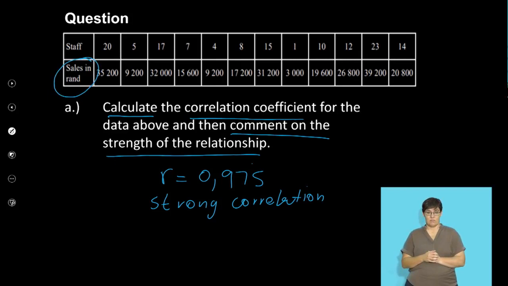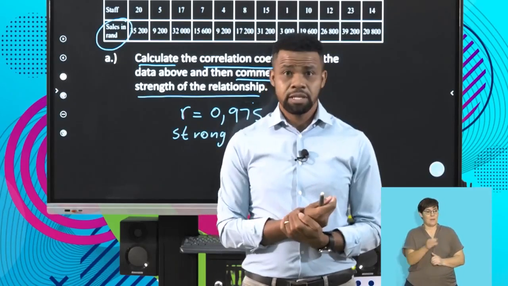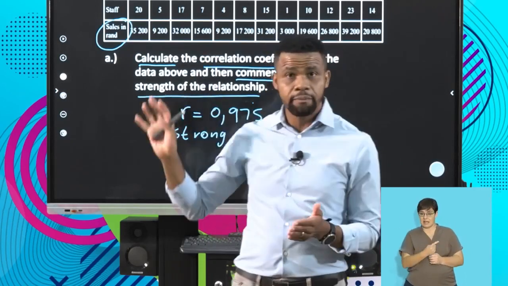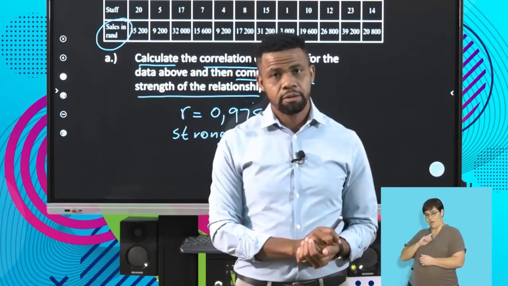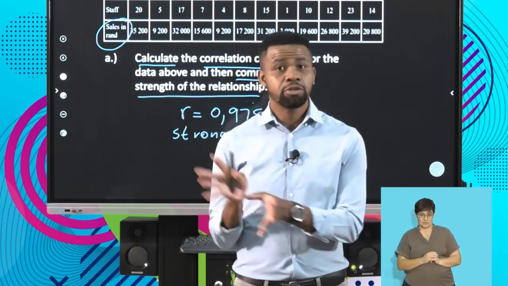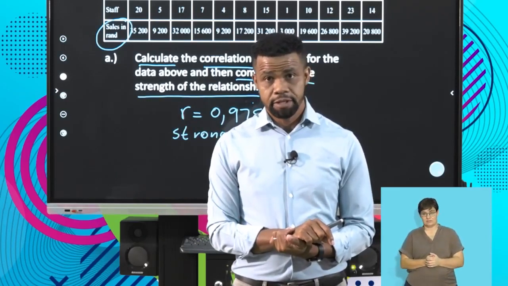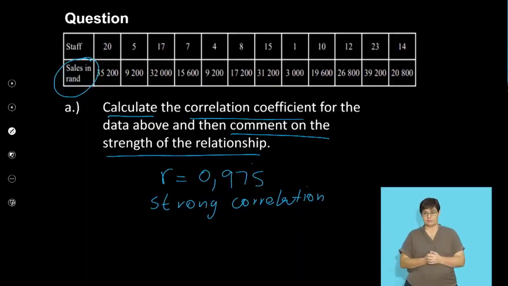There's a strong correlation between staff and sales at the store. Are we together? Then as a manager, what does it mean? It implies that if you have high staff numbers, it will be profitable for this business, based on this correlation. Okay, fantastic. A strong correlation for that. Now, let's look at the next question.